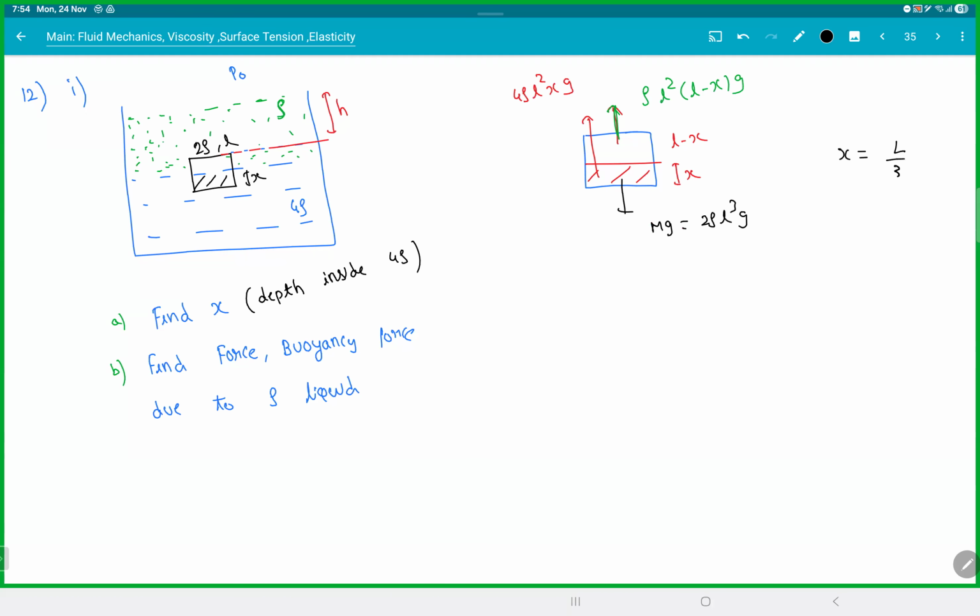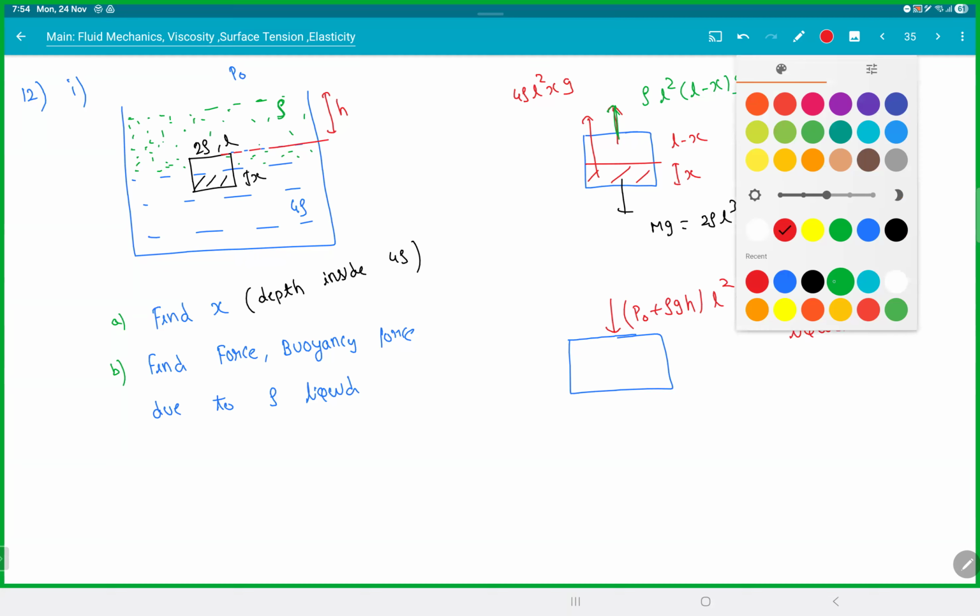Yeah, L by 3. But now, if I ask you force due to the upper liquid, you just take the pressure at the top, which is P naught plus rho g h into L square. And observe this thing, the buoyant force is always upward. This is downward. Buoyant force is always upward. Now, the thing comes like this. Technically speaking, rho is actually pushing you down.